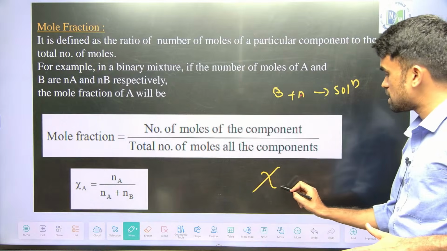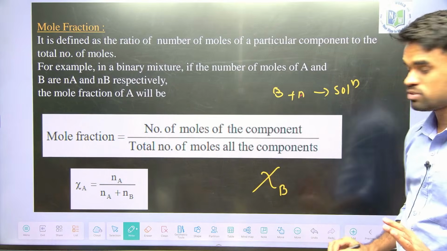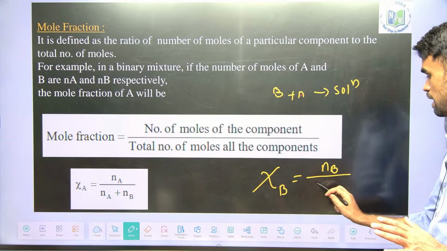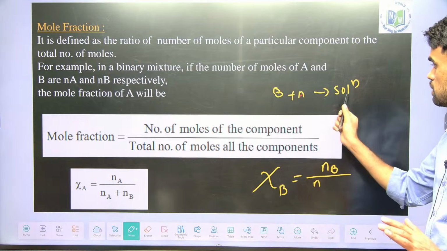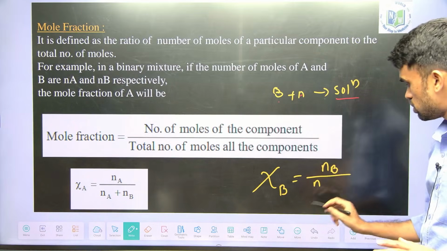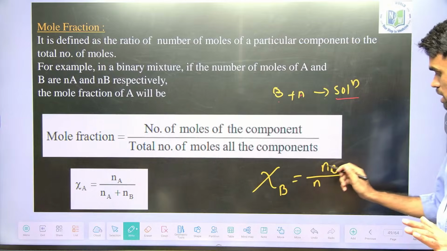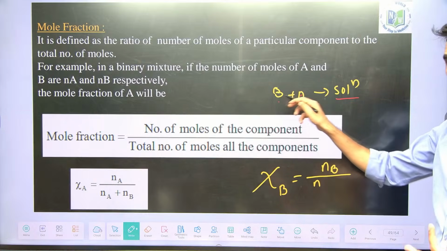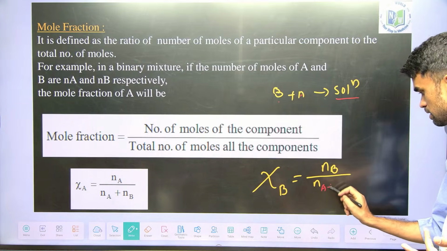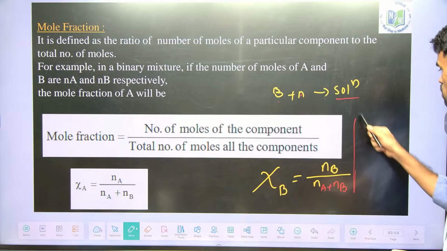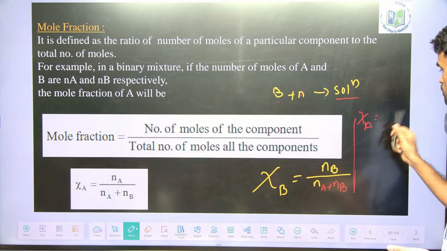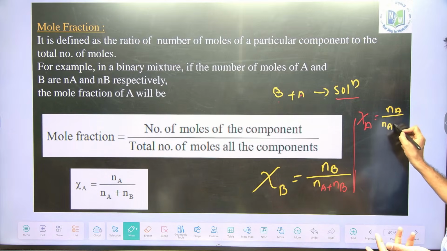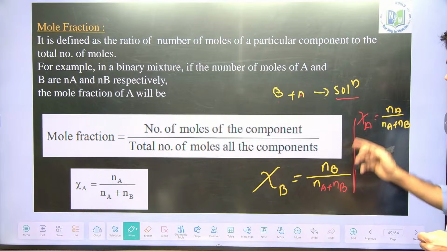So mole fraction of solute means number of moles of that solute by total number of moles. For example, this solution is made up of A and B, so mole fraction of B means number of moles of that B by total number of moles. Total number of moles is Na plus Nb. In the same way, you tell me, mole fraction of A, what will be the formula? Na by N total. What is this N total? Na plus Nb.